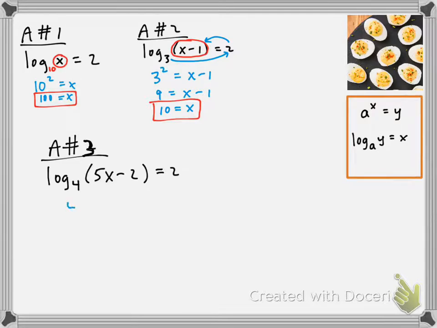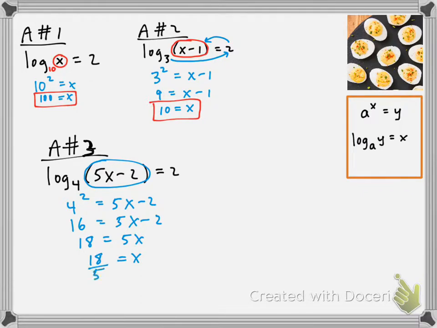Well, hopefully you did this. Hopefully you rewrote the equation using exponents instead of logs, because again, our variable is locked up in the argument. So we rewrite the equation using exponents by writing 4 to the second power is equal to 5x minus 2. Now 4 squared is 16. 5x minus 2 still doesn't change on the right. If we add 2 to both sides, we get 5x is equal to 18. And then when we divide both sides by 5, we get x is equal to 18 over 5.